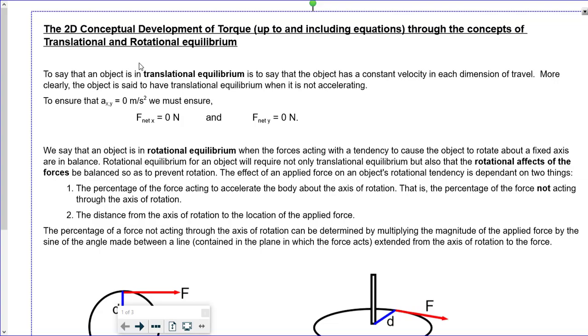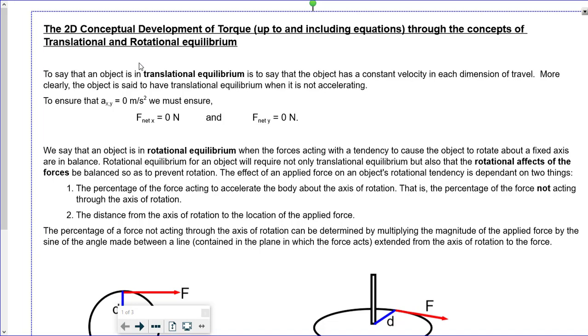The 2D conceptual development of torque, up to and including equations through the concepts of rotational and translational equilibrium. To say that an object is in translational equilibrium is to say that the object has a constant velocity in each dimension of travel. More clearly, the object is said to have translational equilibrium when it is not accelerating.